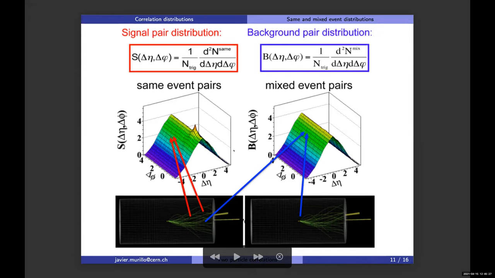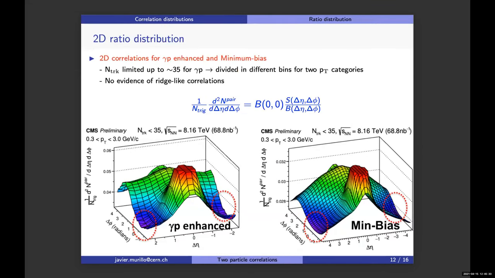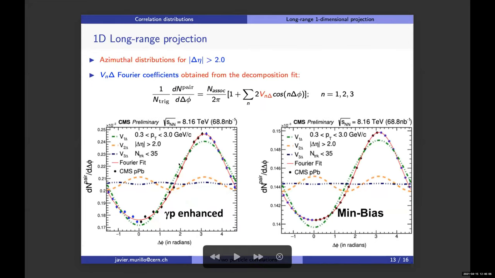If you take the ratio of those two, following a standard procedure that has been used in previous publications, we get this ratio distribution. And this is where we pay attention to whether there is a ridge structure formed. In our case, we are limited in terms of the reach of the delta eta range for the gamma-enhanced data. So in order to see it better, we have to project into a long-range 1D distribution like here.